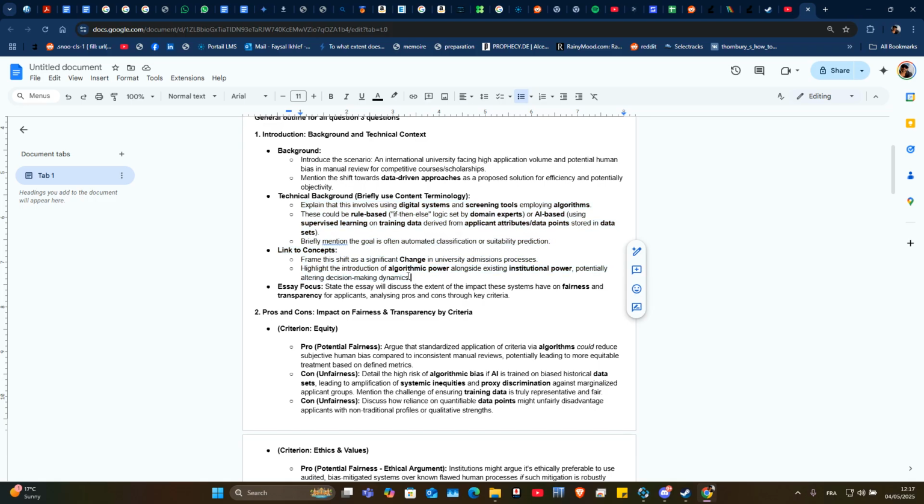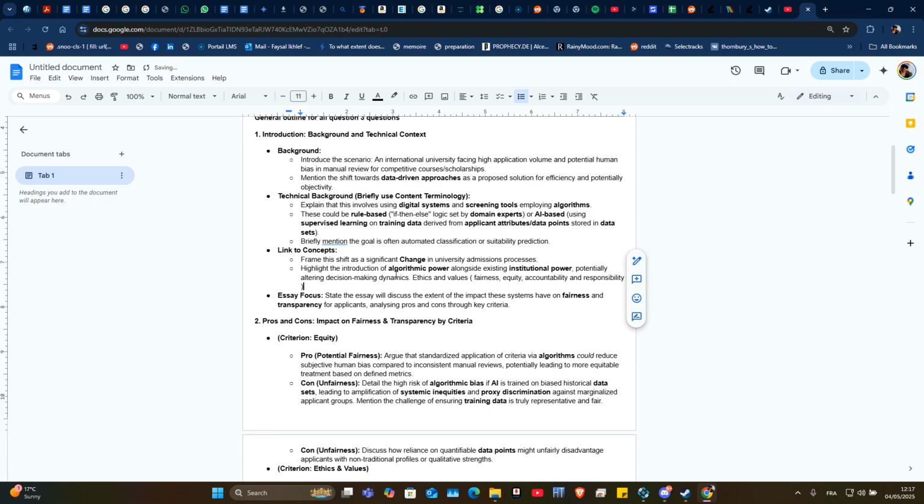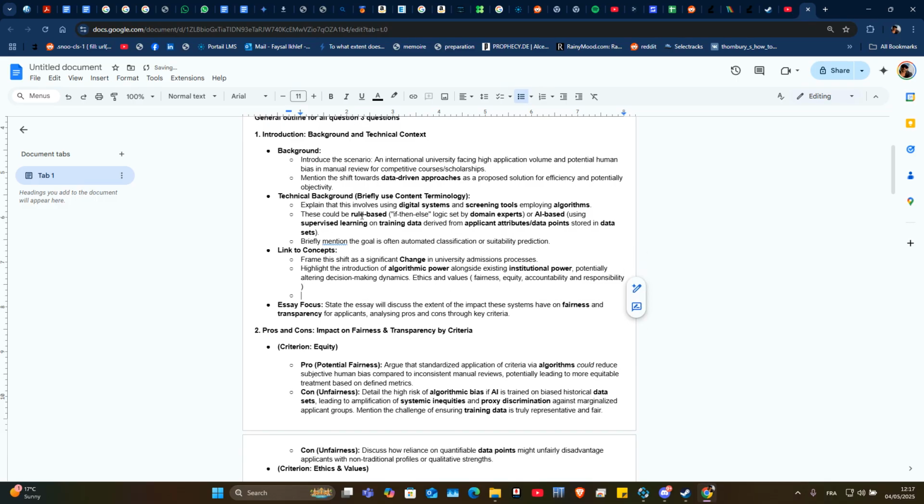Here I would also mention the concept of ethics and values. Ethics and values is always related to fairness, equity, and don't forget accountability and responsibility. Professors and examiners love those two.